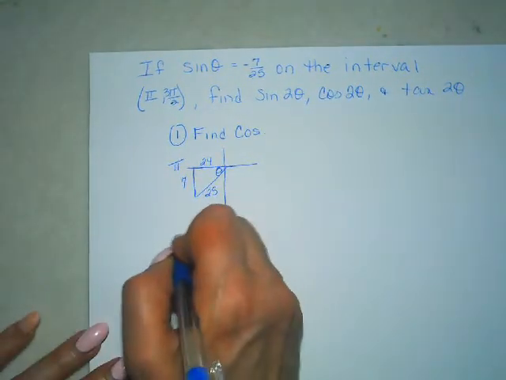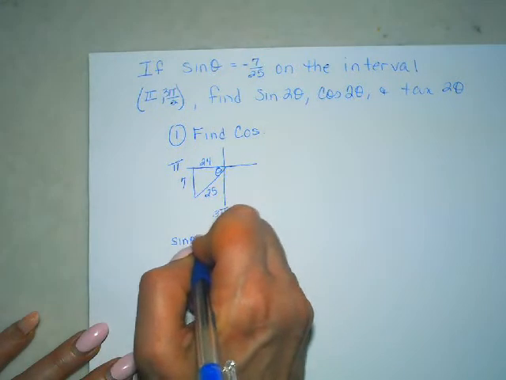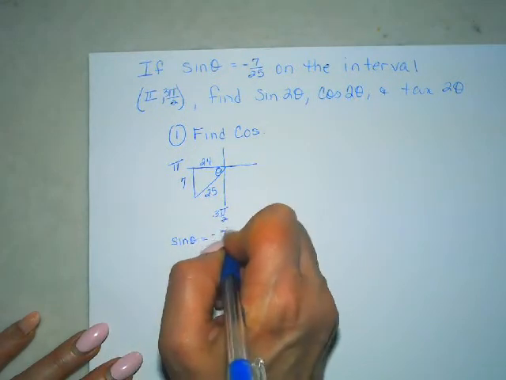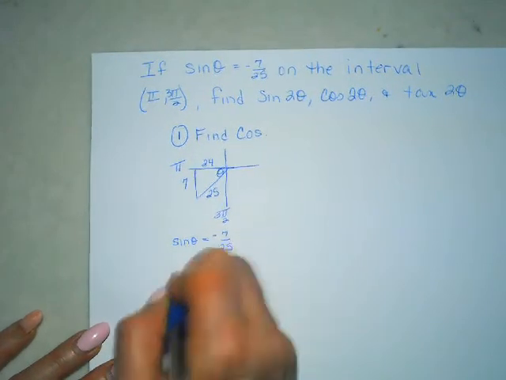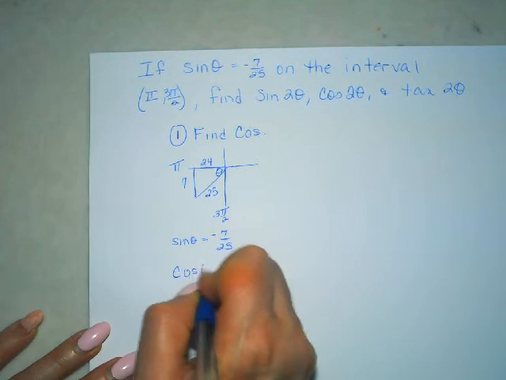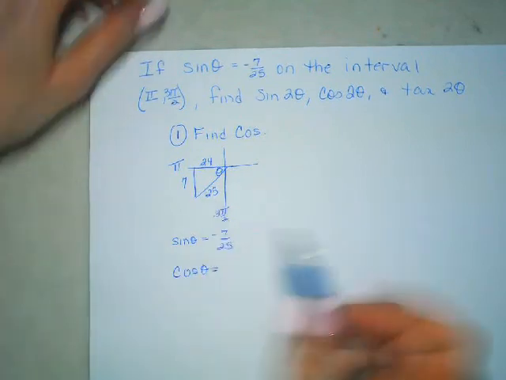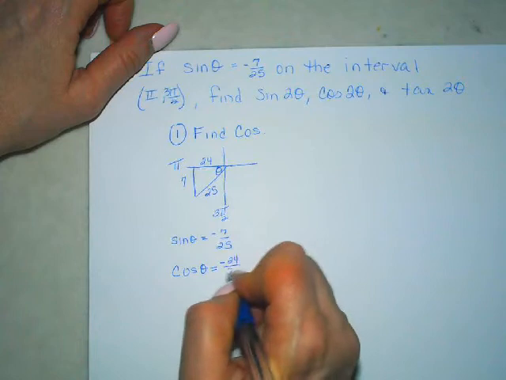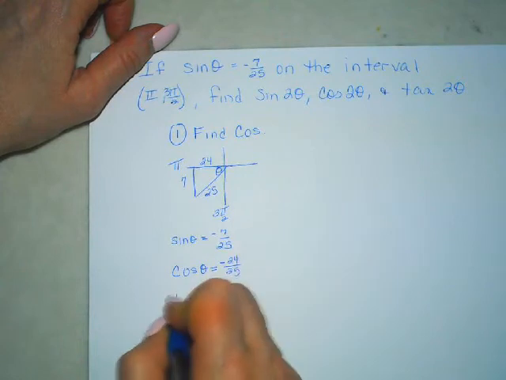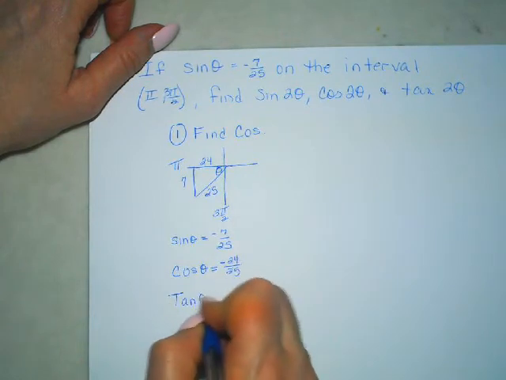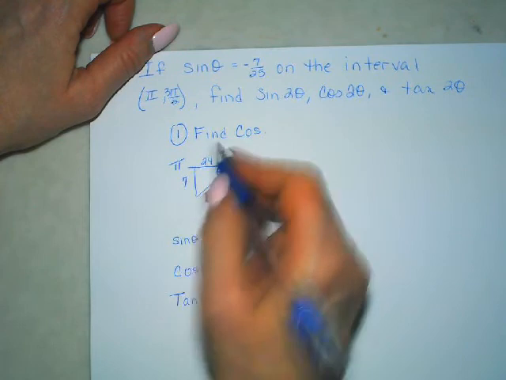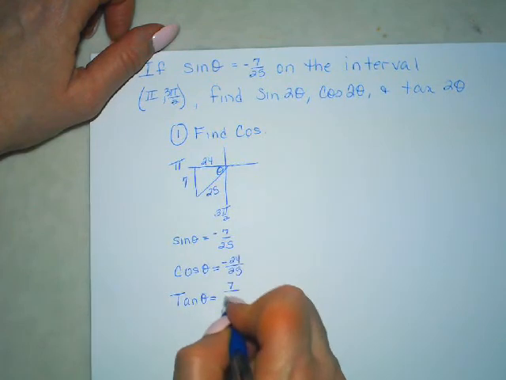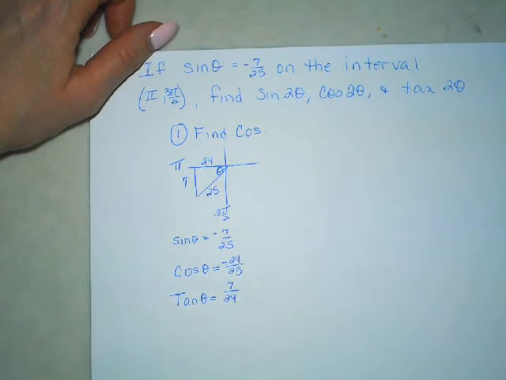If you want, you can list it out. The sine of theta is already given, that's negative 7 over 25. The cosine of theta, now we're in quadrant 3, so cosine is also negative, negative 24 over 25. And the tangent of theta is opposite over adjacent, and it's positive because we're in quadrant 3.